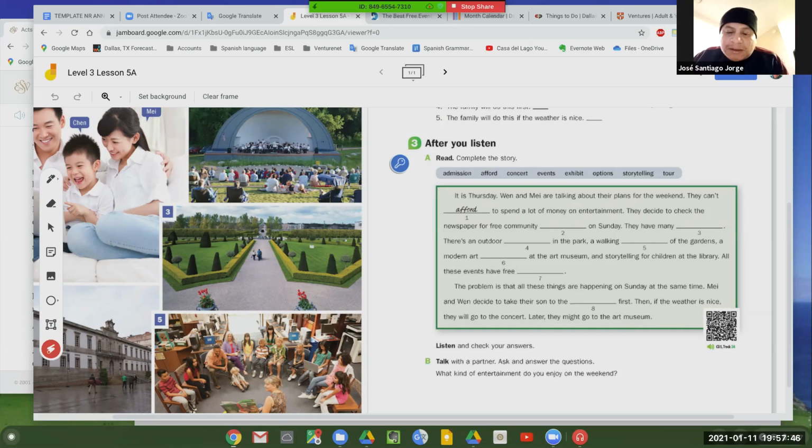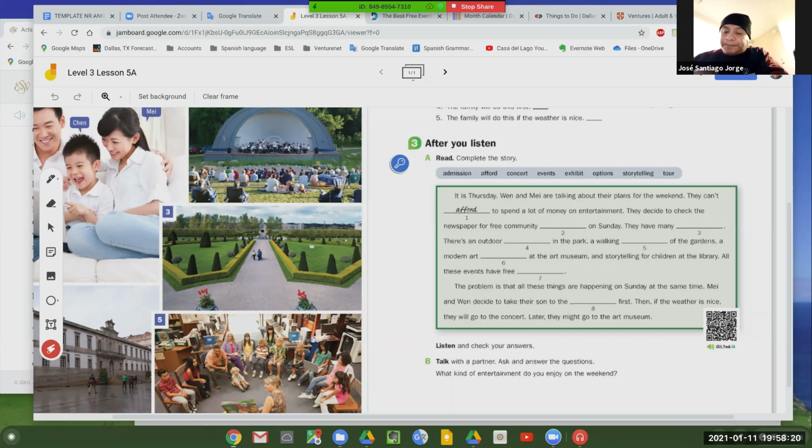It is Thursday. Gwen and May are talking about their plans for the weekend. They can't afford to spend a lot of money on entertainment. Entertainment. Good. So you see the negative there? They can't afford to spend a lot of money. And that's the normal way that we use the word afford.